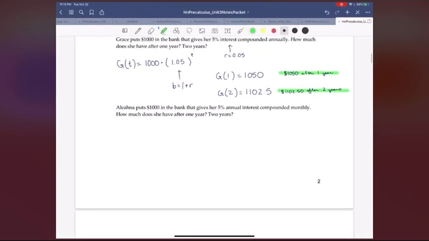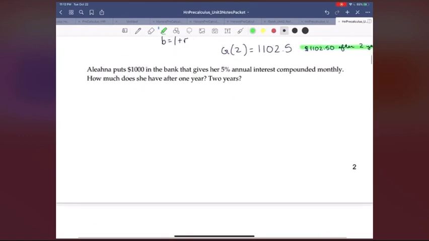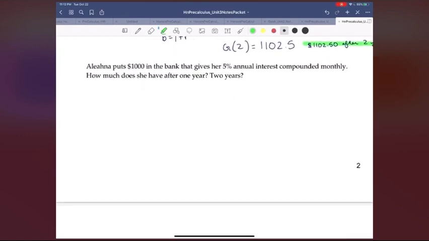So now we have this other person, Aliana, who puts $1,000 in the bank that gives her 5% annual interest compounded monthly. Because we have 5% annual interest compounded monthly, the annual interest is divided by 12. And there are going to be 12 times that we are compounding every single year.